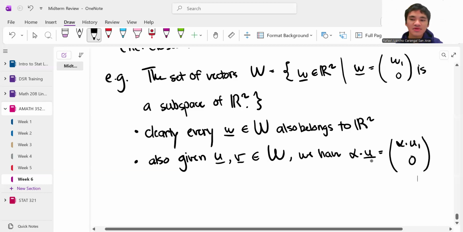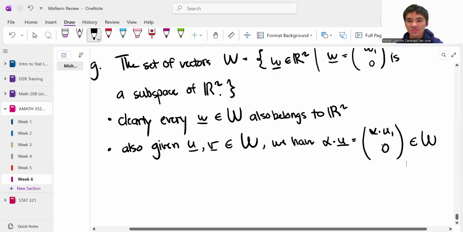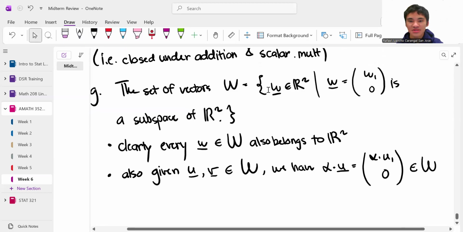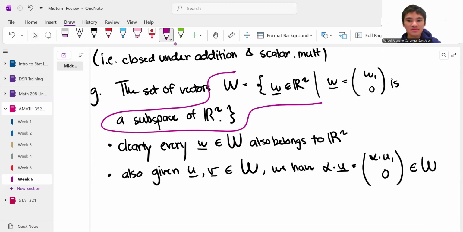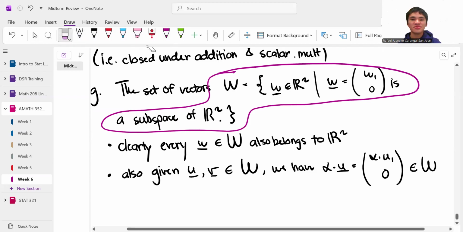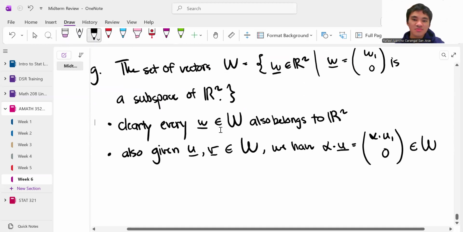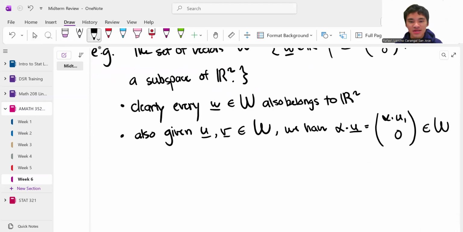What does that tell us about this vector here? Again, it tells us it belongs to the W. Why is that? Because the second component is 0. And that's what this rule is telling us. We have a second component that's 0. It's actually just part of the subspace W. So that's what that is.